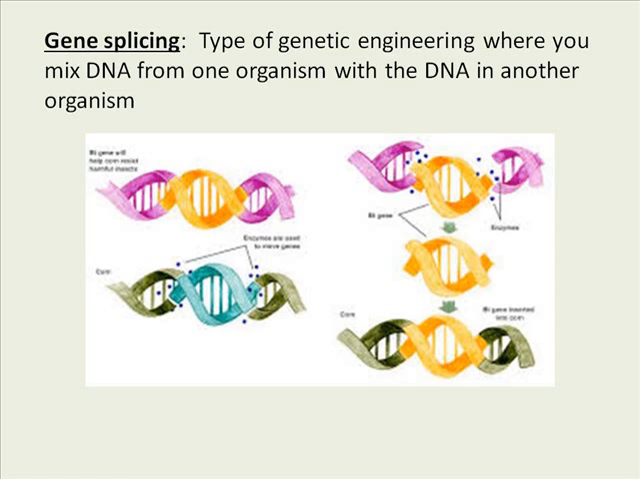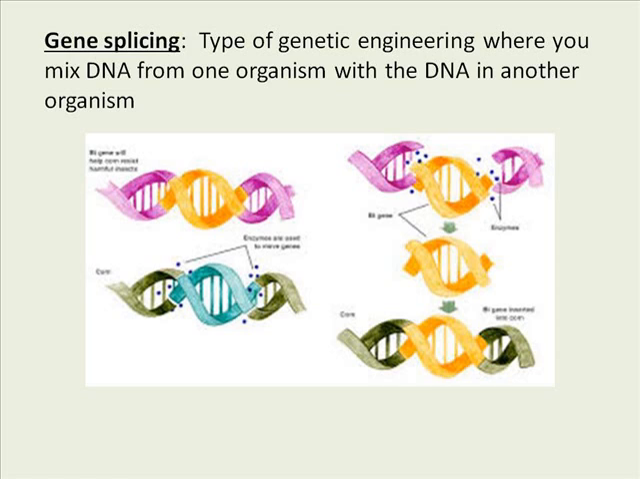Now, because every living thing has these same 4 pairs, the A, the T, the C, the G, we have found that we can take little pieces of DNA from one living thing and put it into the DNA of another. When you're mixing DNA from more than one organism together, this is called gene splicing.